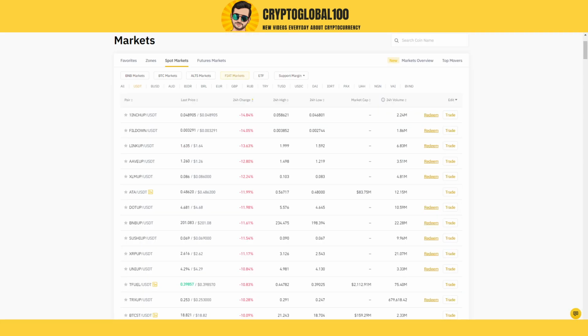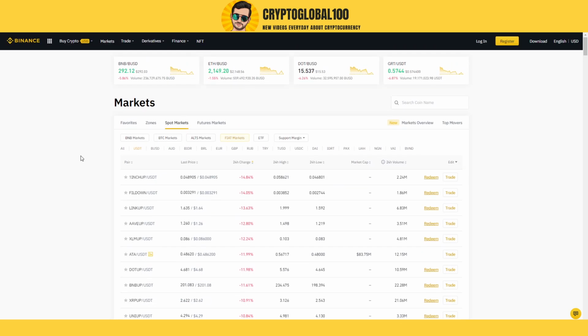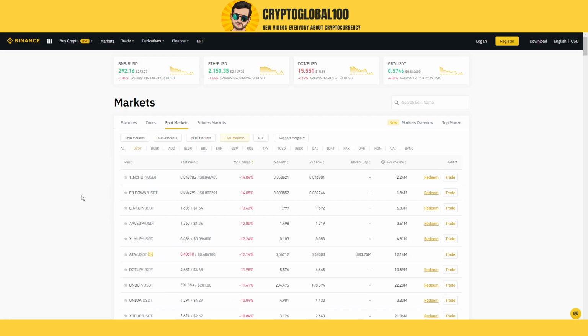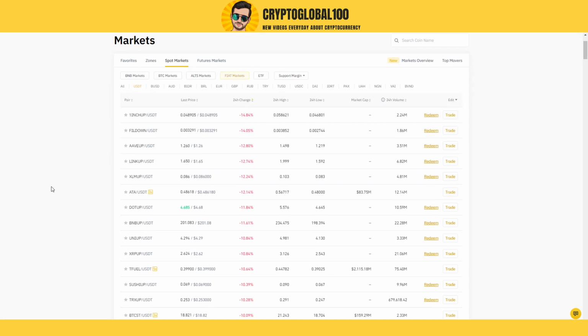So this is the way you can make money on Binance with spot, and you can make a handsome amount. Okay, that's pretty much it. If you have any questions regarding this, you can ask me anything.